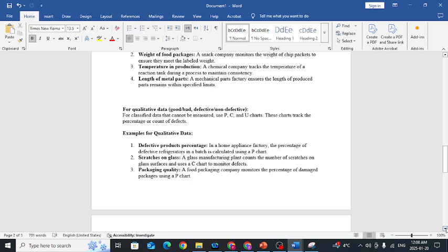For example, defective products percentage. In a home appliance factory, the percentage of defective refrigerators in a batch is calculated using a P chart, because you want to measure the quality of this product. Qualitative data, not numeric data.